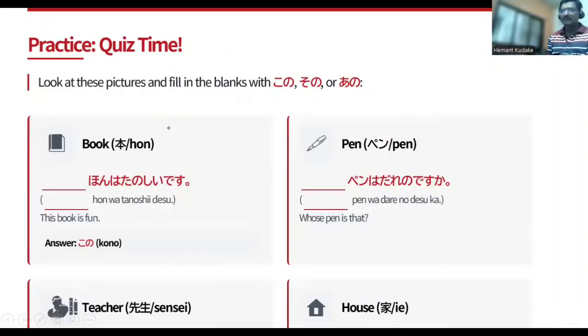So this is a quick quiz for you guys. Try this quiz, please solve it and answer in the comments.